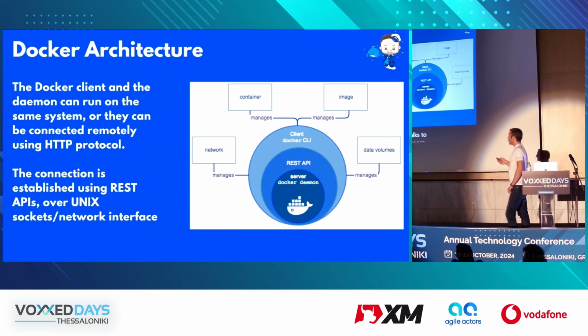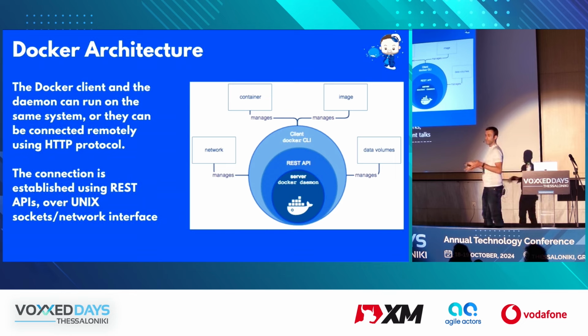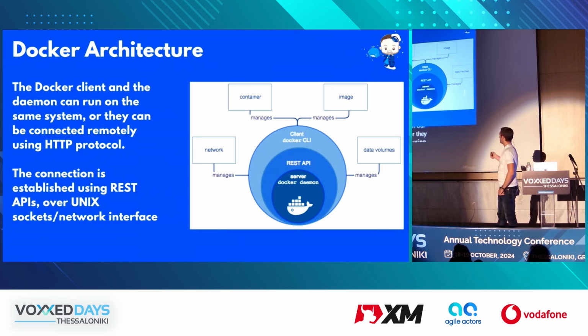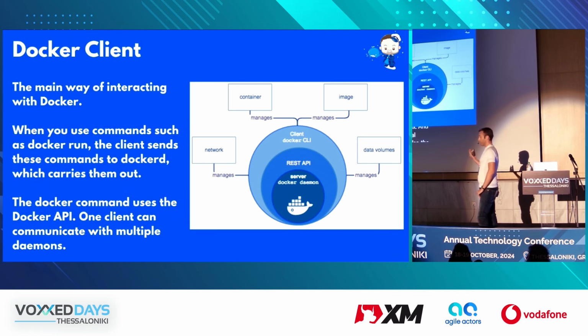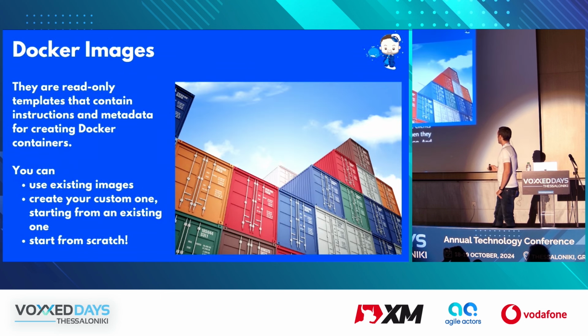And the client and the daemon can be on the same system, for example, when we run Docker for the first time on our Docker Desktop application, or they can also be used remotely by using HTTP. The connection is done on the REST API and Unix. And yes, I stole this from the official Docker documentation. Also, the Docker client is the main way to interact with Docker. When we run some commands, docker run, docker ls, the client sends these commands, and then they are managed by the Docker daemon. And of course, it uses something called the Docker API.